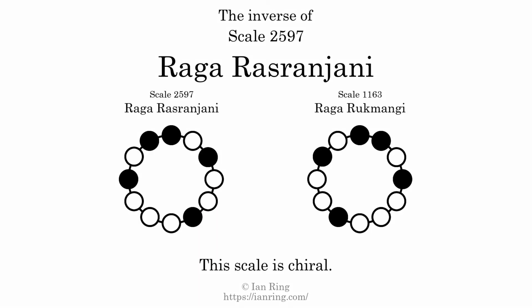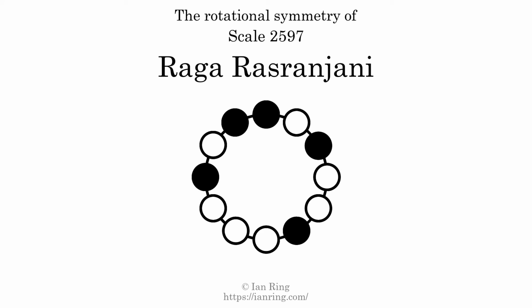The inverse of a scale is a mirror image. It is what you get when the sequence of intervals is reversed. The inverse of this scale is scale 1163, also known as Raga Rasranjani. This scale is chiral. It cannot transform into its inverse by rotational transformation. This scale has no rotational symmetry.